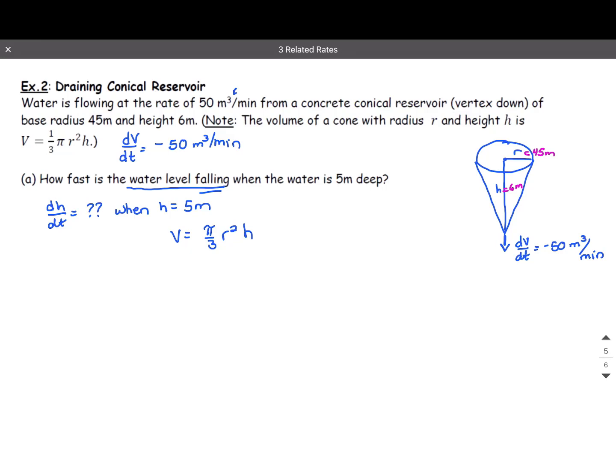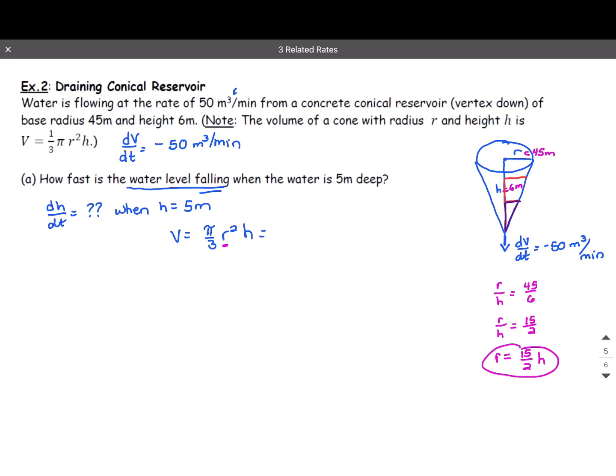But the nice thing about cones, if you look, as the water drops, see these little different triangles here? Each of these triangles is similar to the other, so the sides r and h are always in proportion. So r over h, when it's full, is 45 over 6. Now 45 over 6 is going to reduce to 15 over 2. Will make our lives a little simpler. Now I know that r is 15 halves times h.